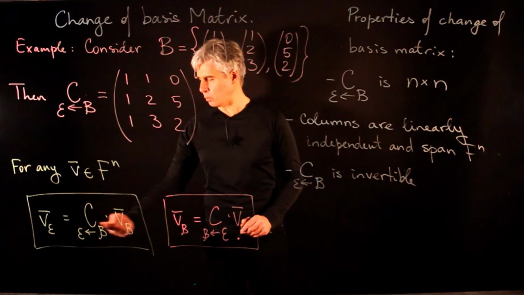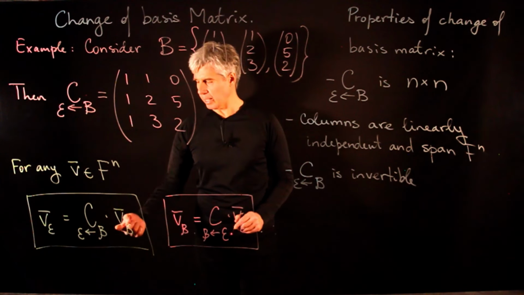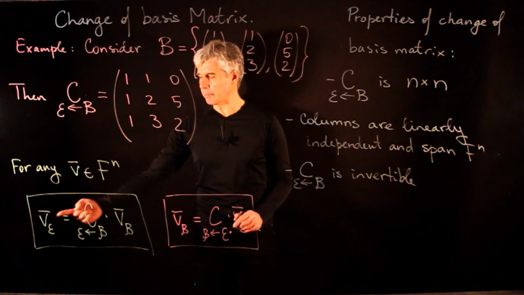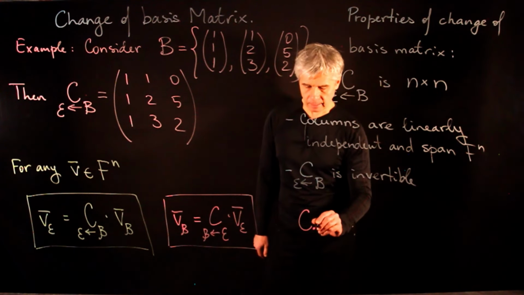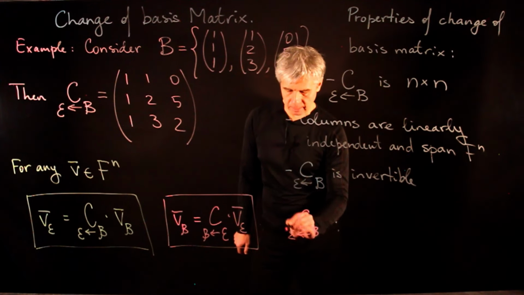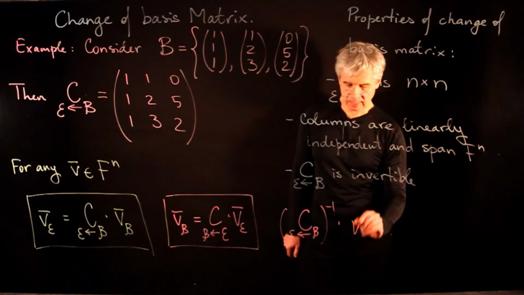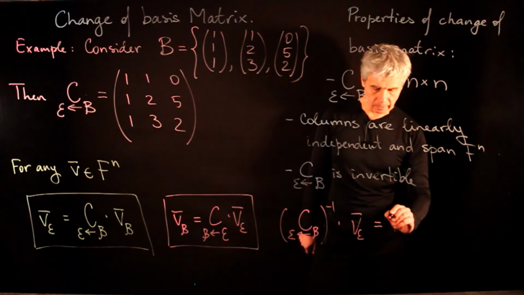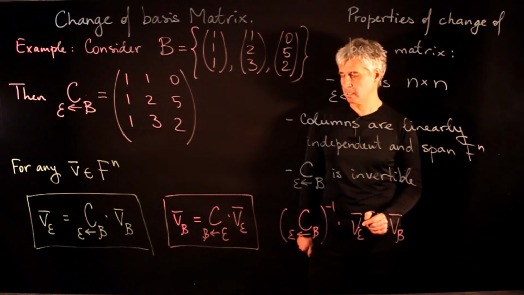Well, we can do this purely algebraically. If we have this relation and this matrix is invertible, then we can multiply both sides by the inverse of this matrix. And then what we get is C_{B→E} inverse times the standard coordinates of V. So this should give us the coordinates of V with respect to the basis B.